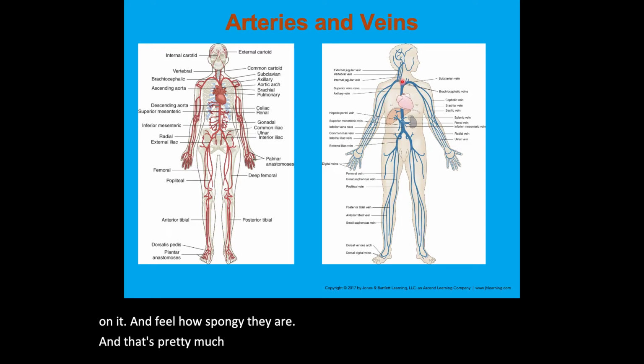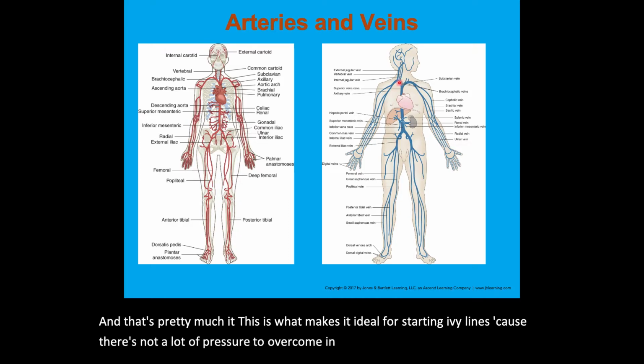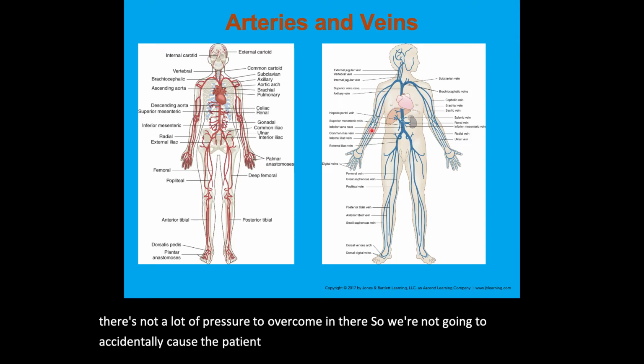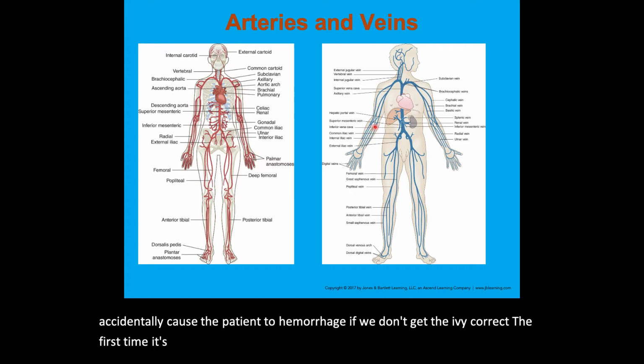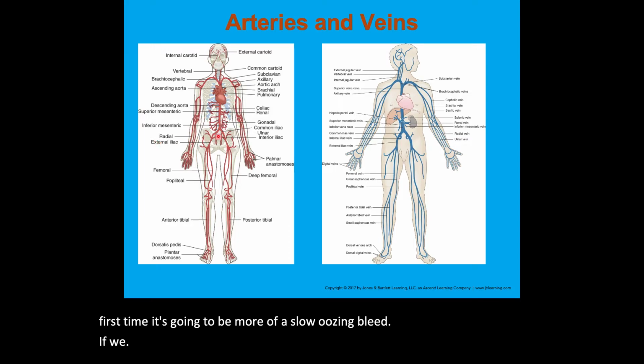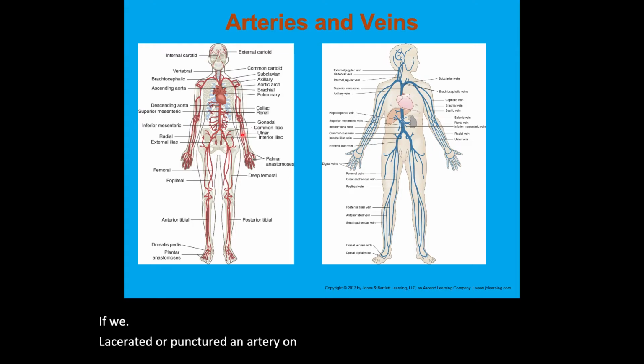This is what makes it ideal for starting IV lines, because there's not a lot of pressure to overcome in there. So we're not going to accidentally cause the patient to hemorrhage if we don't get the IV correct the first time. It's going to be more of a slow oozing bleed. If we lacerated or punctured an artery, on the other hand, this is when we start to see squirting blood.